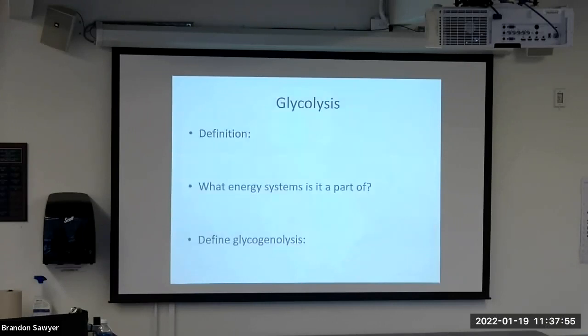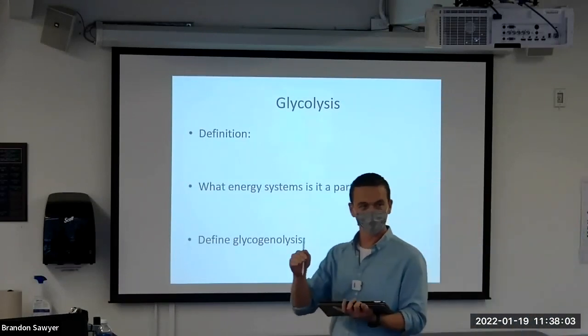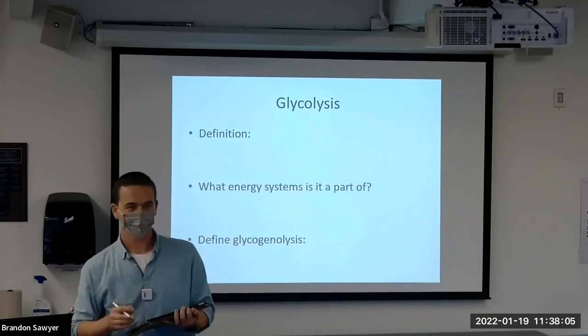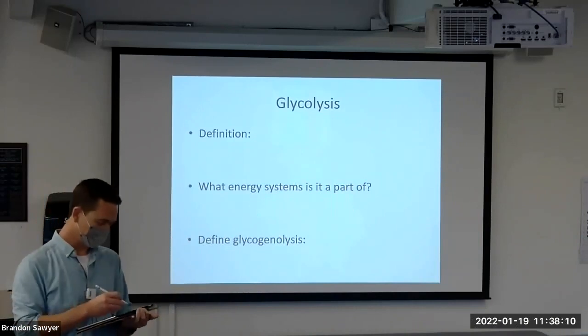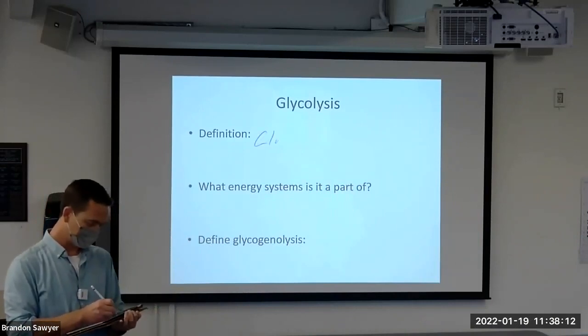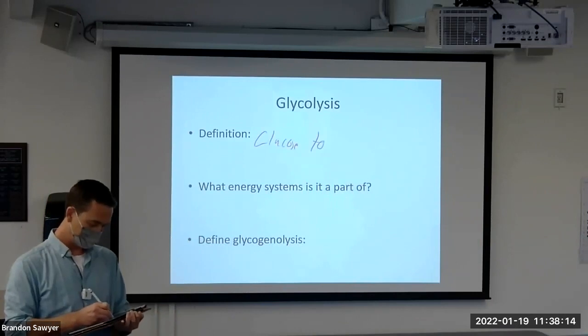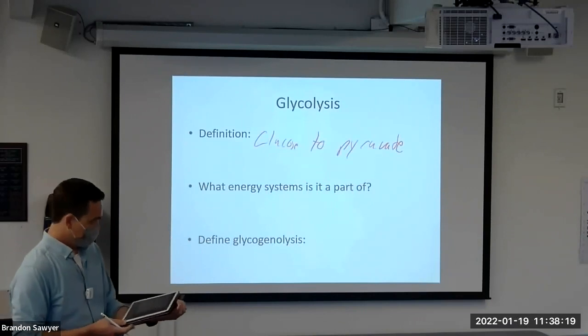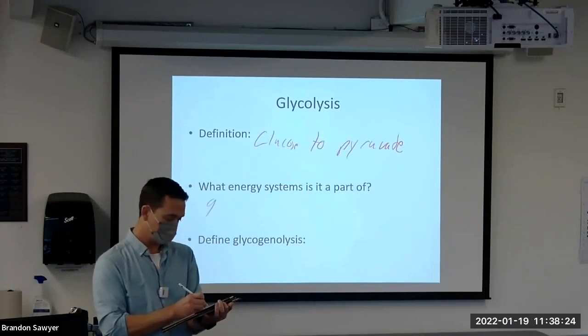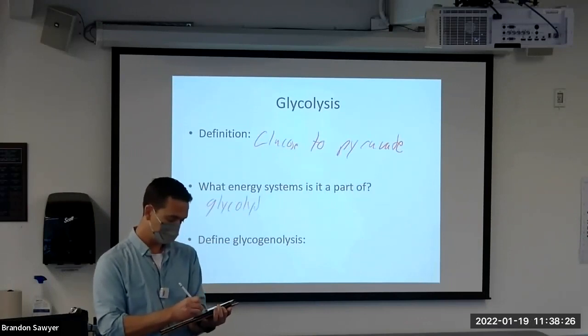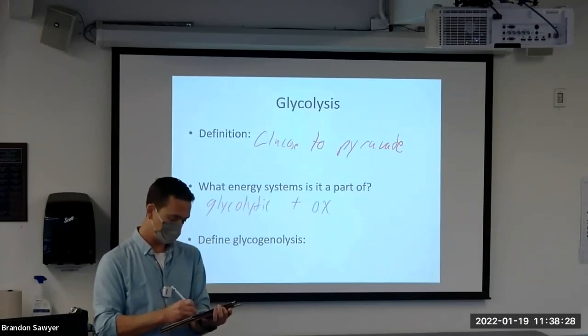Okay. All right, so let's talk about glycolysis a little bit. Who can give me the definition of what is glycolysis? Goes from what to what? Does anybody have biochemistry? Yeah. Glucose, pyruvate, there it is. Okay, so glucose to pyruvate. Okay. And then it's a part of both what we call the glycolytic system and the oxidative system.